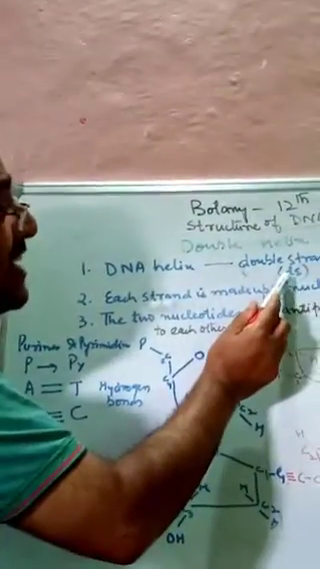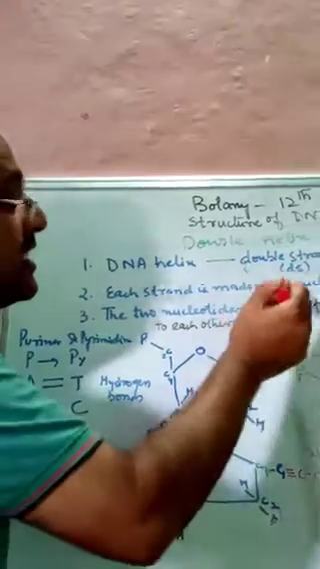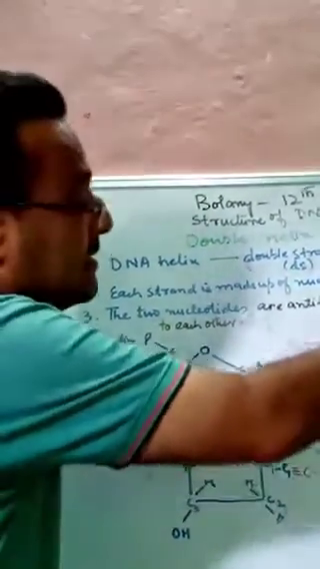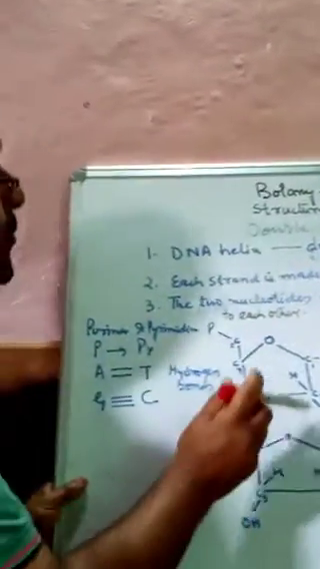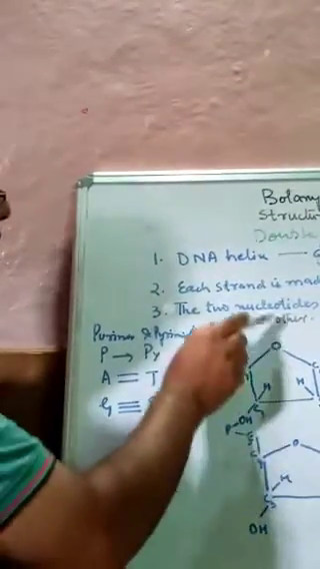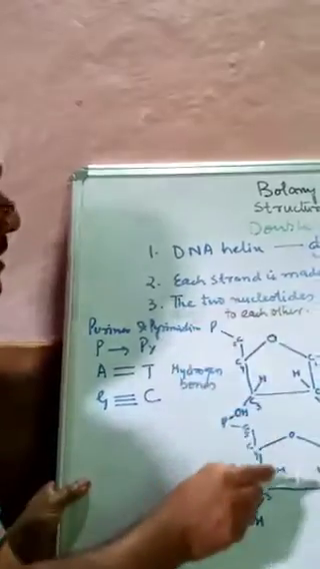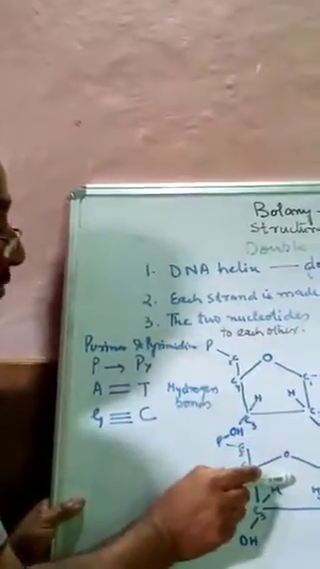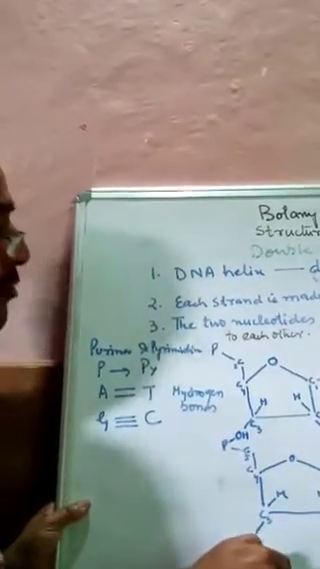We simply write it as DS. If it is single stranded, then SS. It is double stranded, and this is made up of nucleotides. These are the nucleotides. Each strand is made up of these chains of nucleotides. This is one nucleotide, this is one other nucleotide. Similarly, there is another nucleotide.